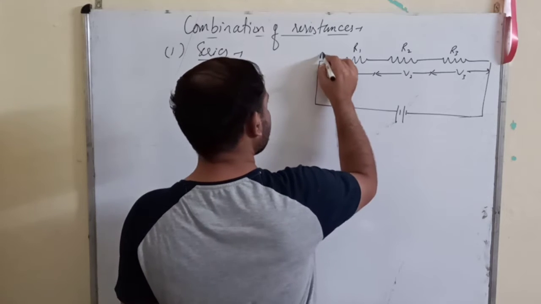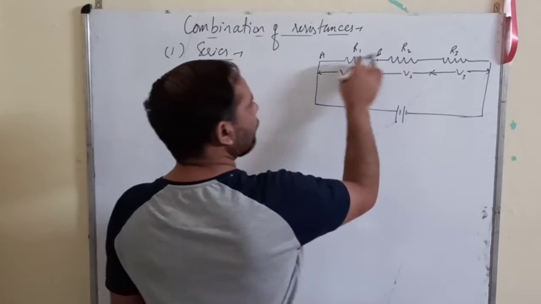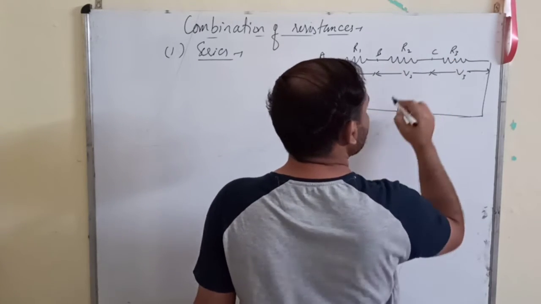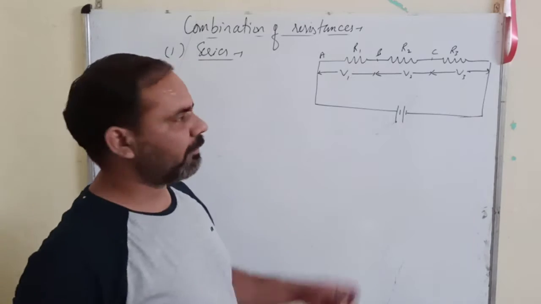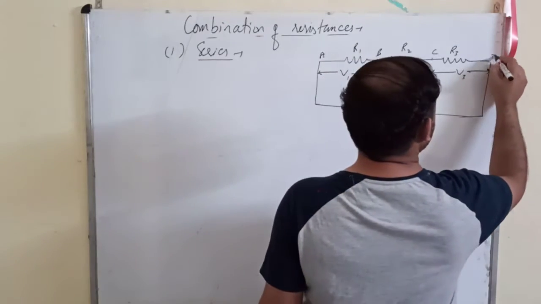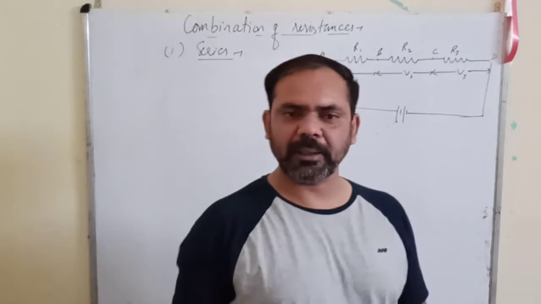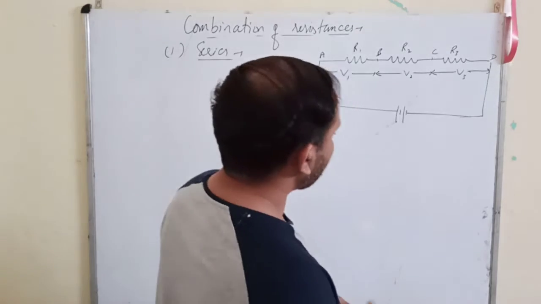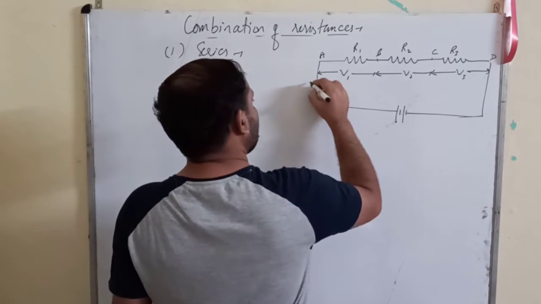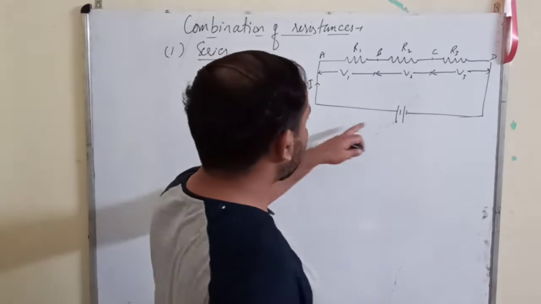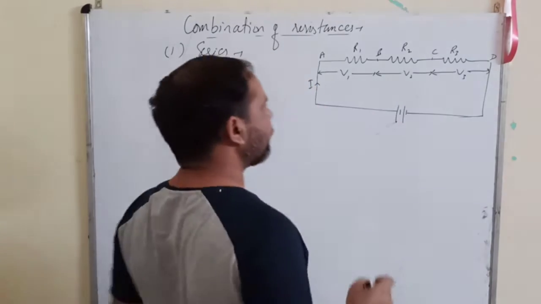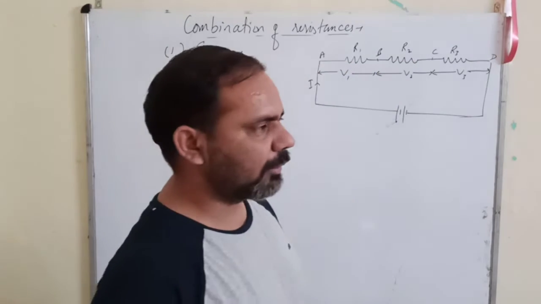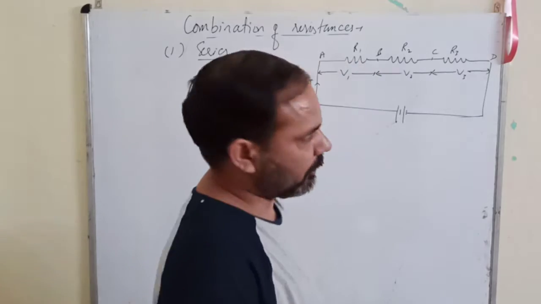Now R1 is connected between A and B, so its potential difference is V1. R2 is connected between B and C, so it will have a different potential difference V2, and R3 is connected between C and D. So their potential differences are different. What quantity is common? That is current. Suppose current I comes from the battery, then I passes through R1, the same current passes through R2, and the same current I passes through R3 also.